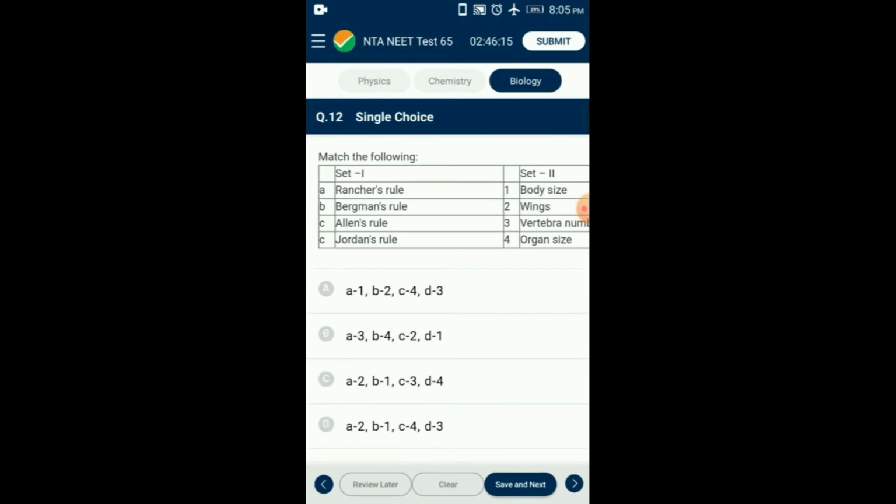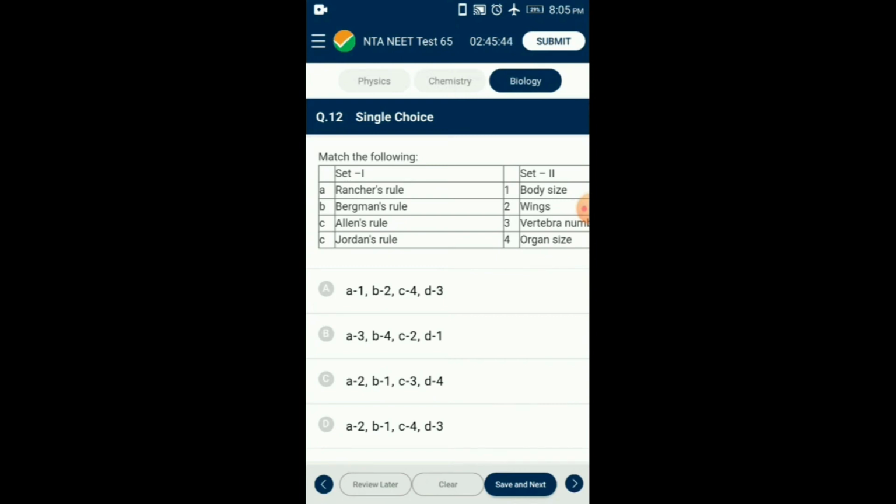Question number 12. Match the following. See the tabular column. Bergman's rule: warm-blooded animals, including birds and mammals, have larger body size in cold climate than in hotter areas. As per Allen's rule, extremities, legs, ears, tail, mouth of warm-blooded animals become smaller in colder areas as compared to animals of warmer areas.